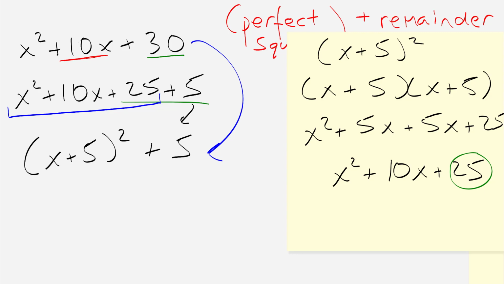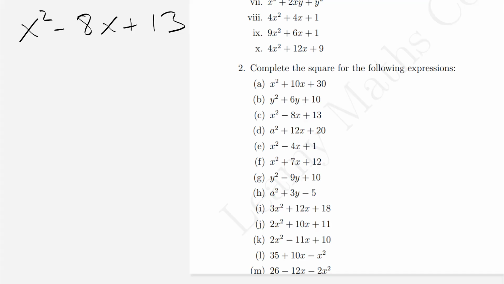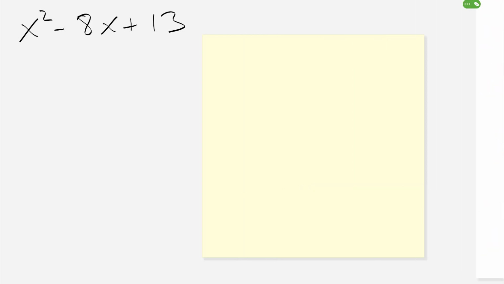Let's have a look at one more example here. I will go through this question here, part C. So x squared minus 8x plus 13. So once again, the first step is to figure out the associated perfect square. And we do that by halving the x coefficient. So half of minus 8 is minus 4. So I'm thinking x minus 4 to be squared.